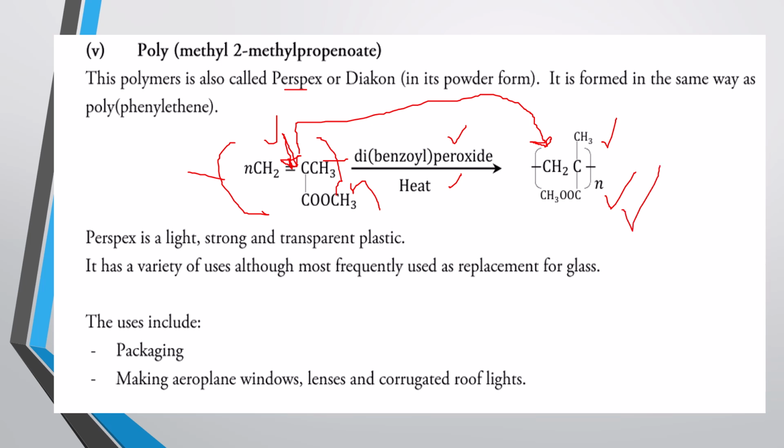Alright. So perspex, since it's light and strong and also transparent and plastic in nature, it can have a variety of uses, and some of them are going to include the following. One, we can use it in packaging, and the other way we can use it is in making of airplane windows, lenses together with corrugated roof lights, which are mainly on vehicles.